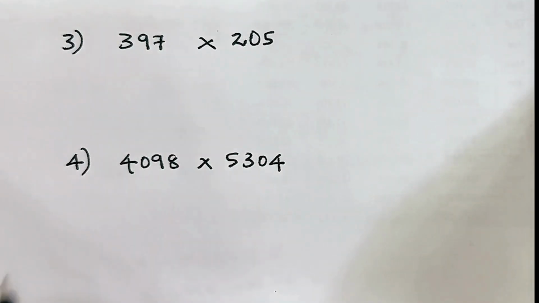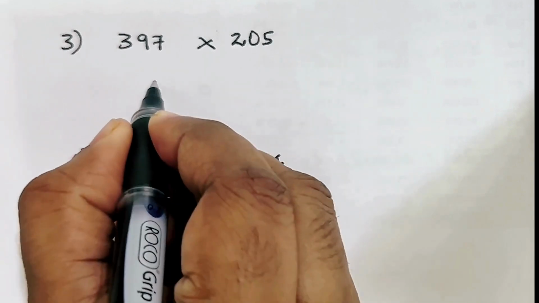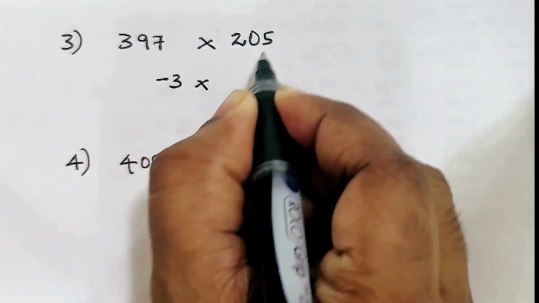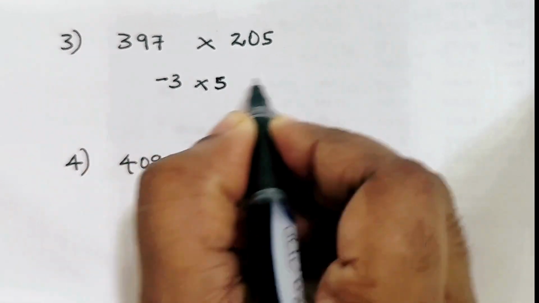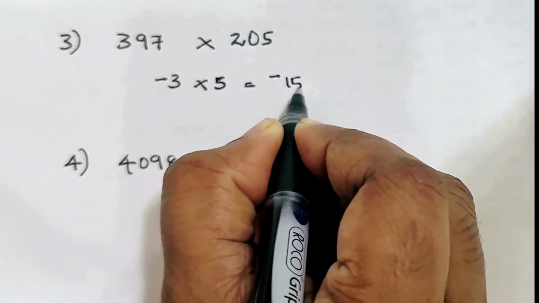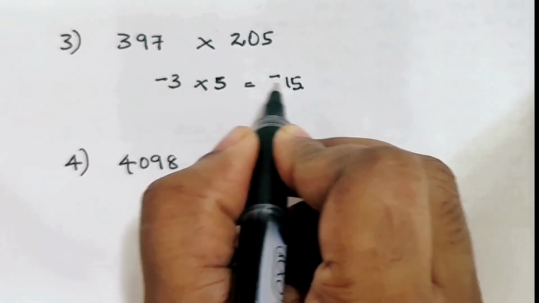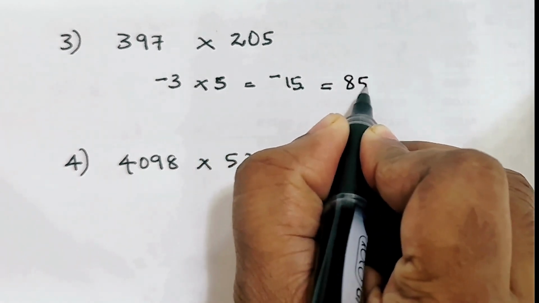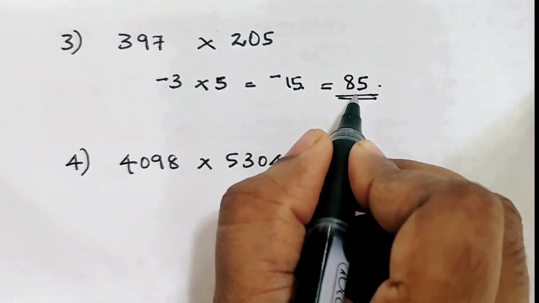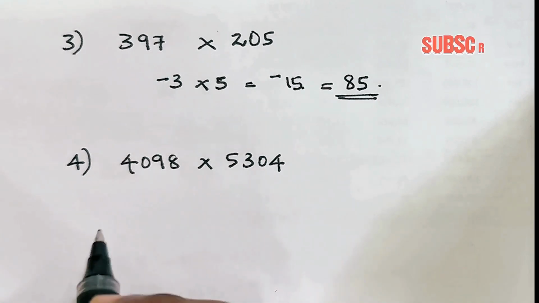Third question, 397 multiplied by 205. When we divide 397 by 100, we get the remainder as negative 3, and 205 divided by 100 gives 5. Now multiply 5 into minus 3, that's equal to negative 15. So here the answer is a negative number. Convert this negative 15 to a positive number by adding 100. Negative 15 plus 100 equals 85. So 85 is the last two digits of the given product.